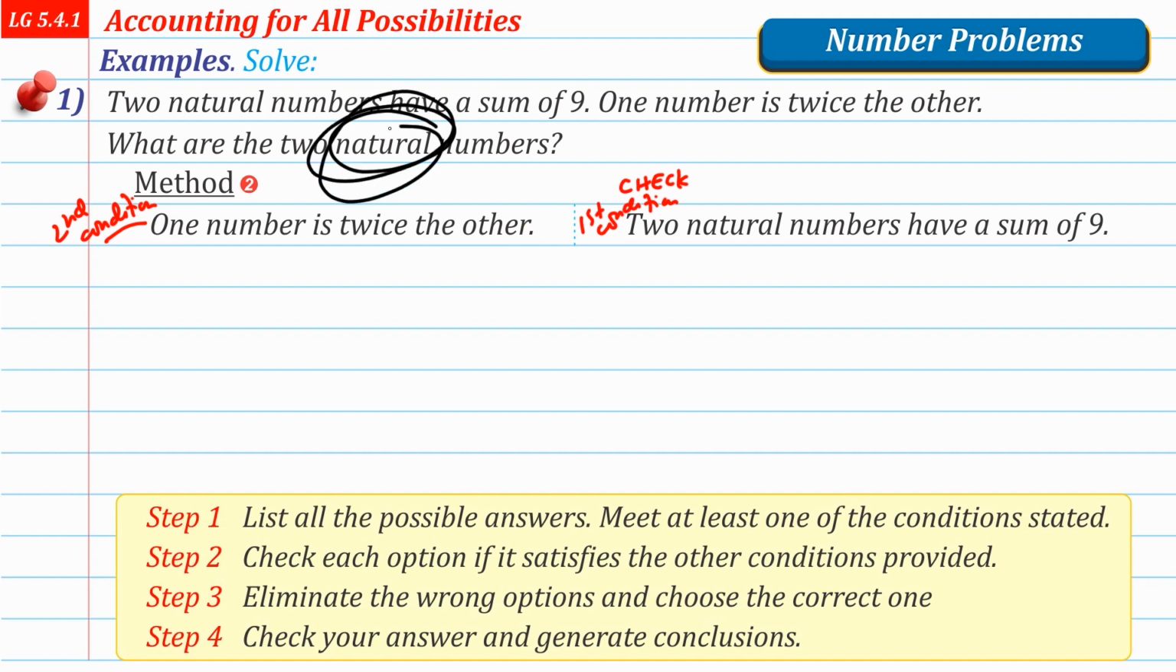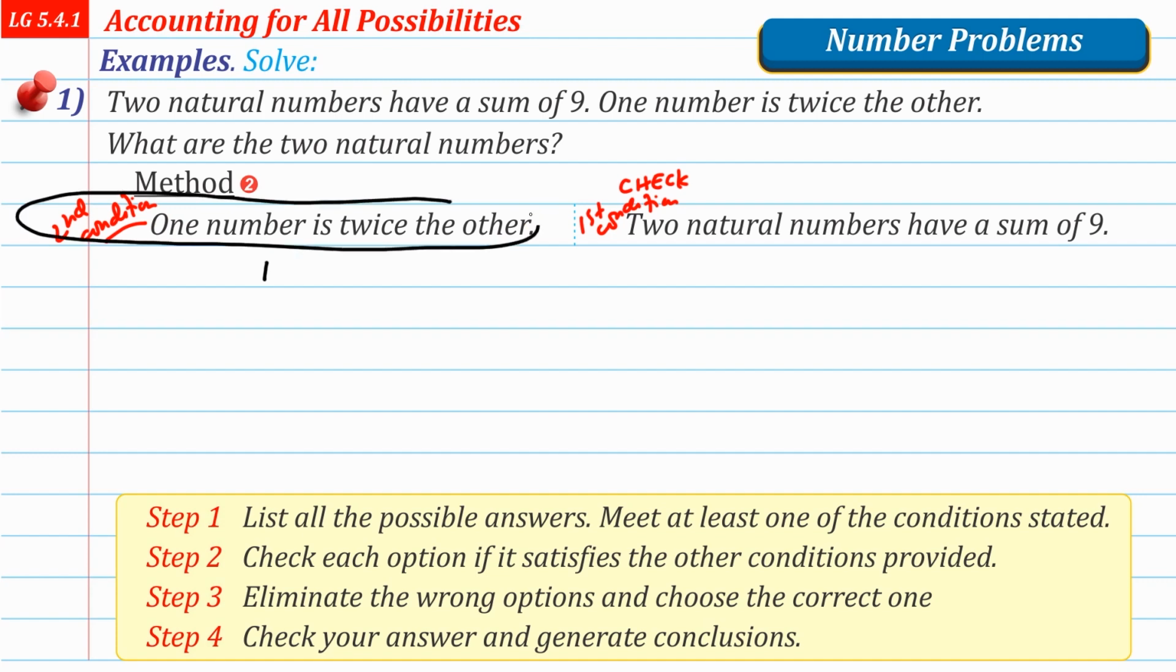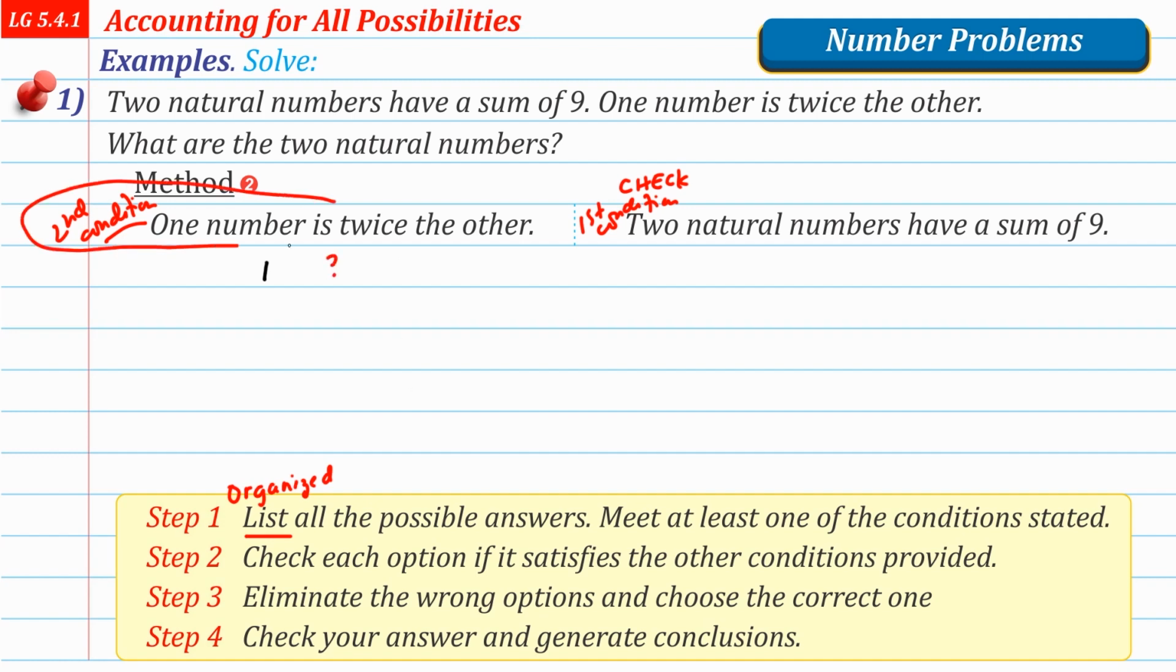So, kung natural numbers yan, mag-start ka sa 1, di ba? Can you think of two numbers that satisfy the second condition? One number is twice the other. May I ask you? Kung 1 yung first natin, reminding you, our list should be organized. Ano kaya yung second number so that we satisfy the second condition? Very good, guys. This should be 2. Bakit? Kasi twice the other.